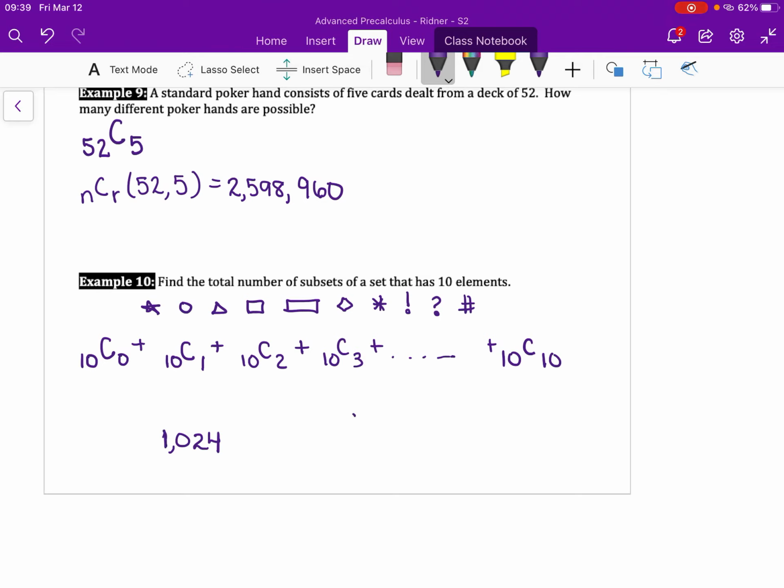And obviously I would have each of them separate. I could have this as a subset. I could have this as a subset. You see what I'm saying? So that's for 10 choose 2 and so forth and so on.